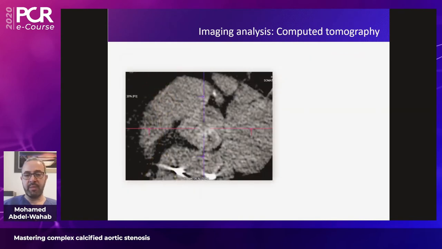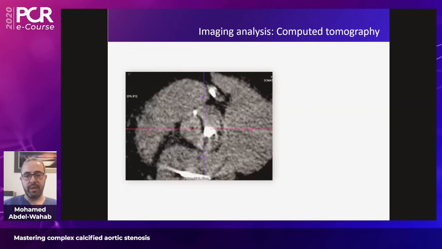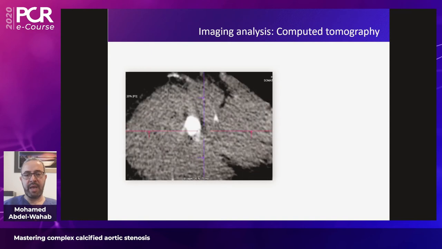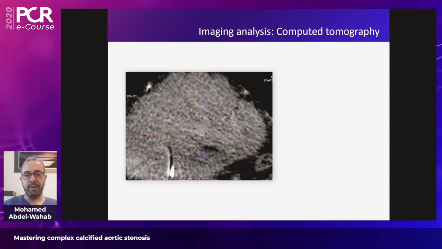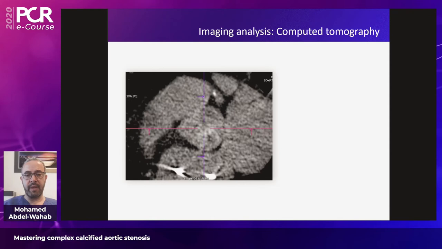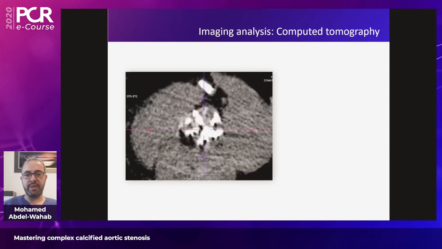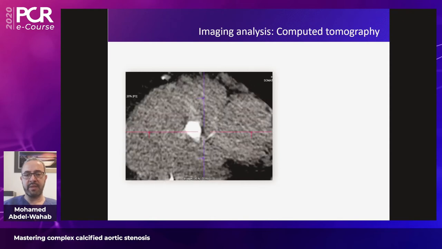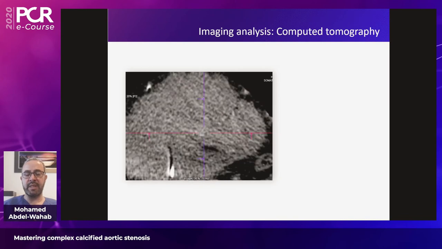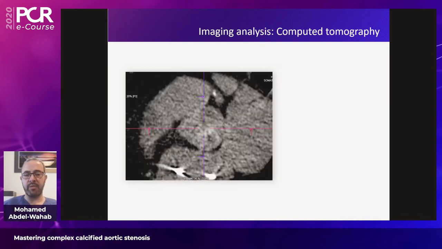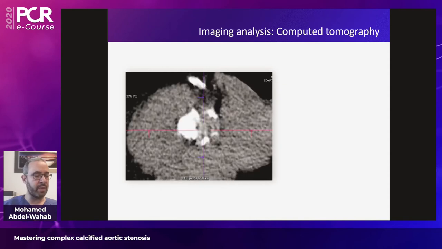What helped us a little bit to characterize the nature of this mass was this non-contrast assessment of the aorta. You can see here that this mass appears, in this native CT scan, to have the same attenuation as the calcification present on the aortic leaflets.